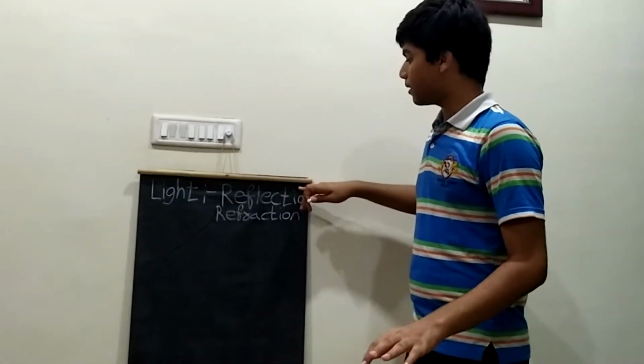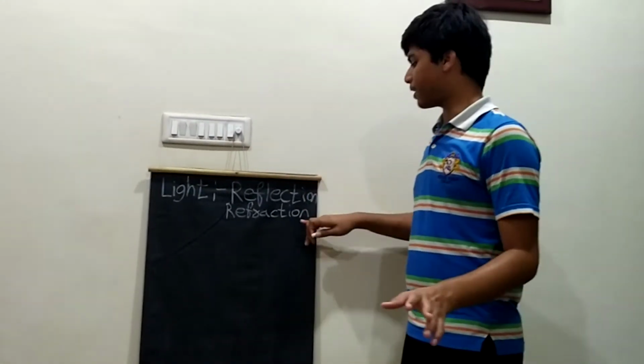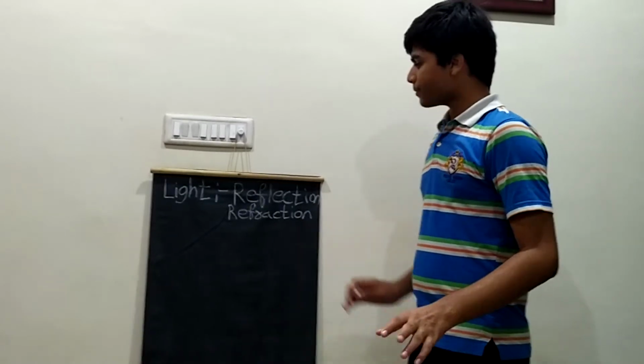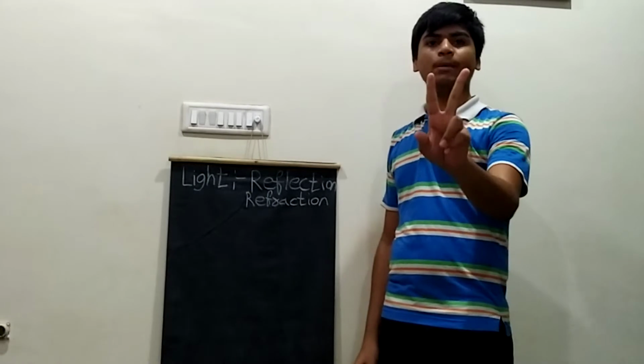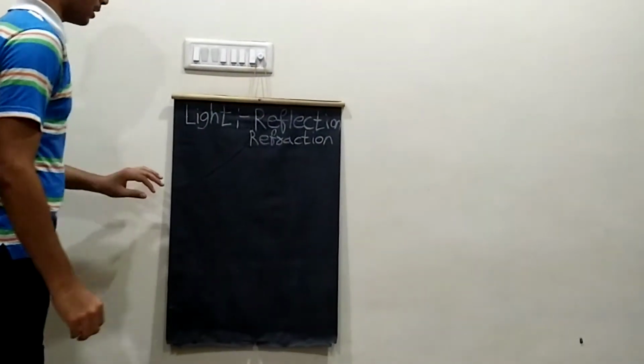We will not go into that now. First we will finish the reflection part, then we will go to the refraction part in detail. In the reflection part, we are going to study using two types of mirrors: one is called a concave mirror and another is called a convex mirror. So here it is.